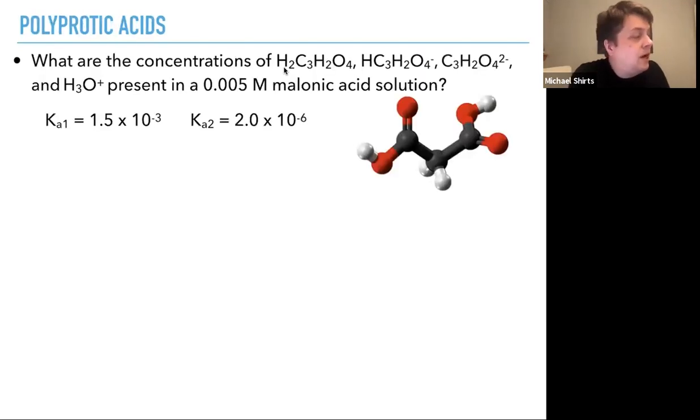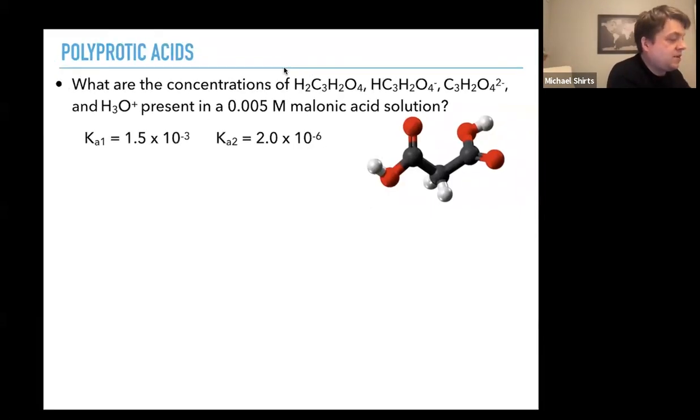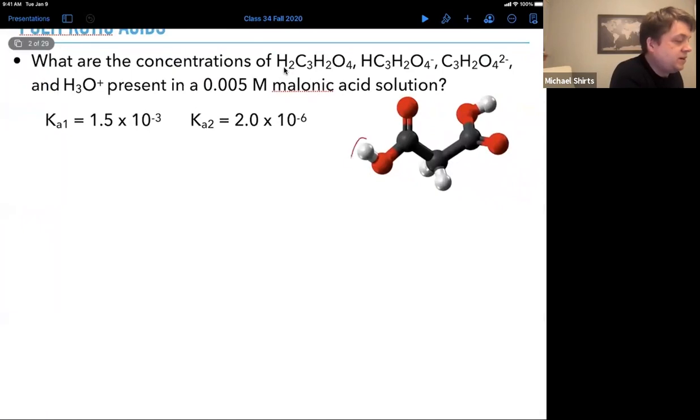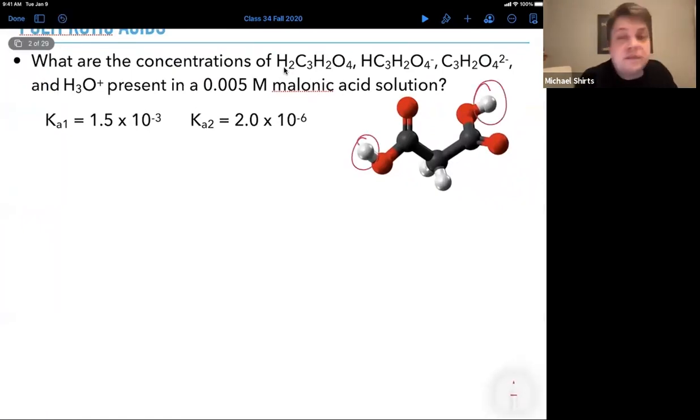For example, let's look at malonic acid. That actually has two hydrogens that could come off. This one here and this one here. And I'll just use abbreviations here so I don't have to keep writing the chemical formulas. This will be H2A, this will be HA minus, and this will be A2 minus.